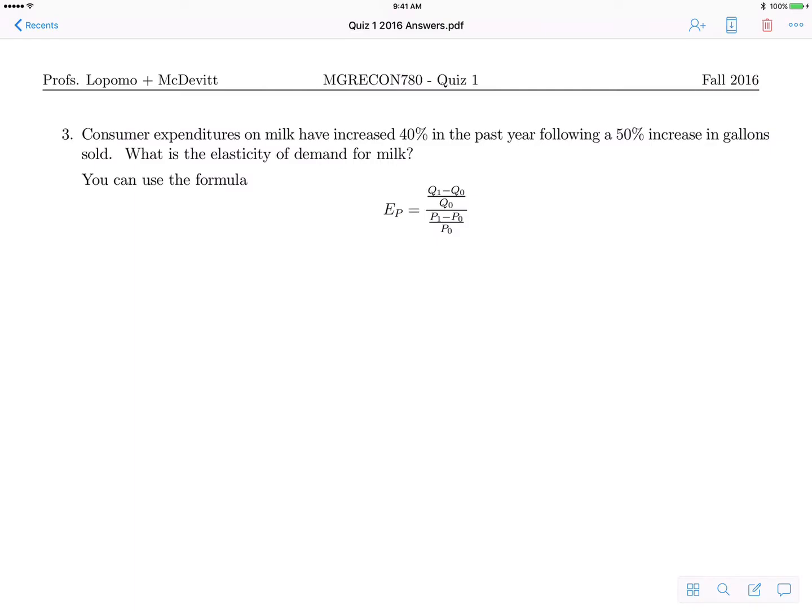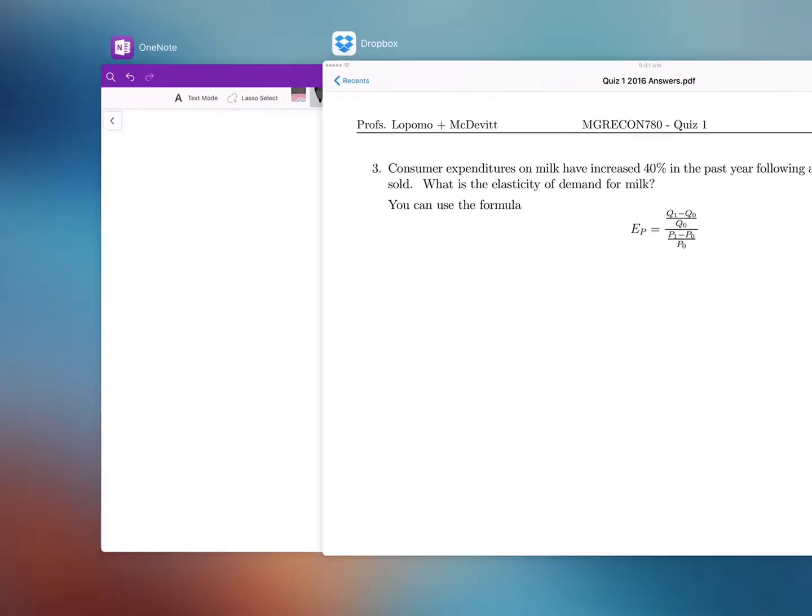This is problem number 3 from Fall 2016 Quiz 1. It's another elasticity question. It states, consumer expenditures on milk have increased 40% in the past year following a 50% increase in gallons sold. What is the elasticity of demand for milk? And we're given the formula to use when we're solving for this elasticity. So let's go through the steps on how to solve this.